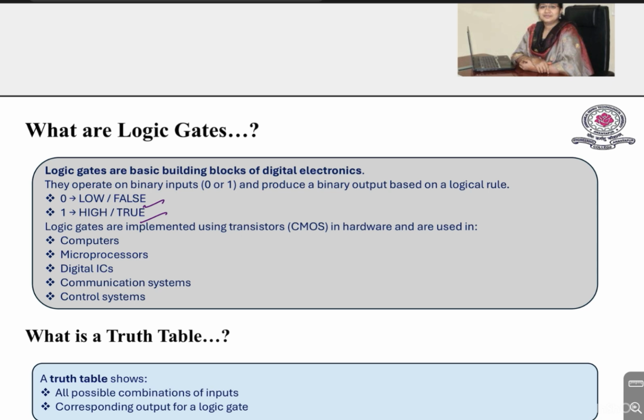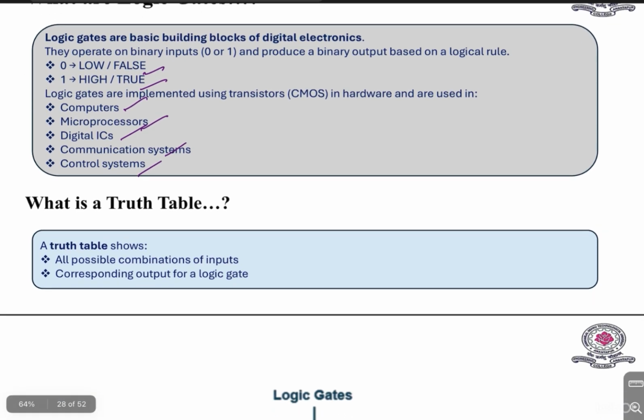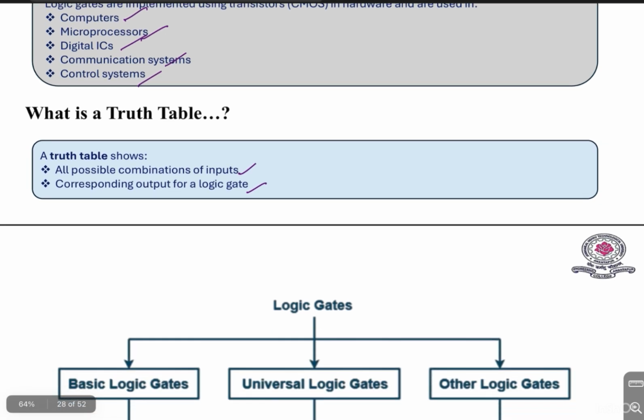Logic gates are implemented using transistors in CMOS technology in hardware and are used in computers, microprocessors, digital ICs, communication systems, control systems. You can say that in all digital electronics we use logic gates. And wherever logic gates are there, a truth table will be present. A truth table is nothing but all possible combinations of inputs and the corresponding outputs for a logic gate.